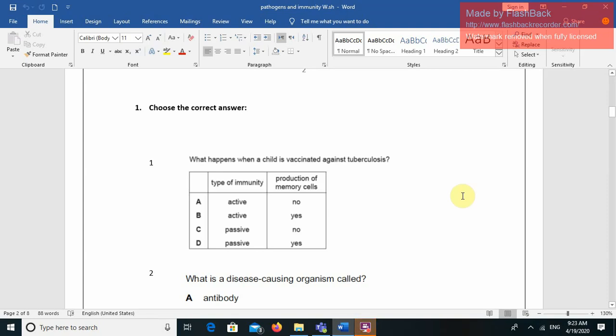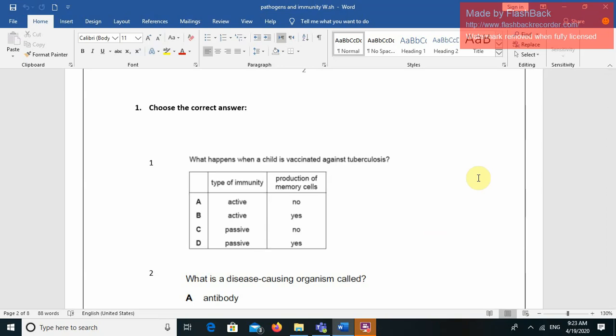Okay, today we are going to solve worksheet number 13. By the end of this video, you should be able to recognize the difference between active immunity and passive immunity, to describe and explain how a vaccine prevents the spread of diseases and how antibodies and phagocytes work, and the main mechanical and chemical barriers of the body.